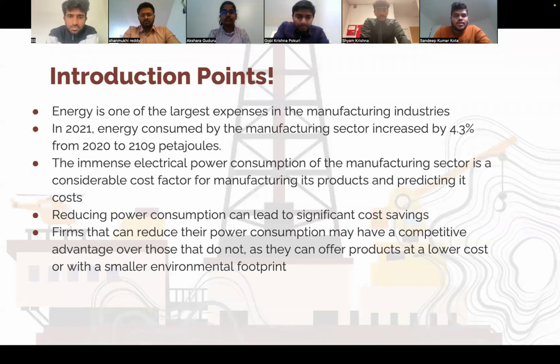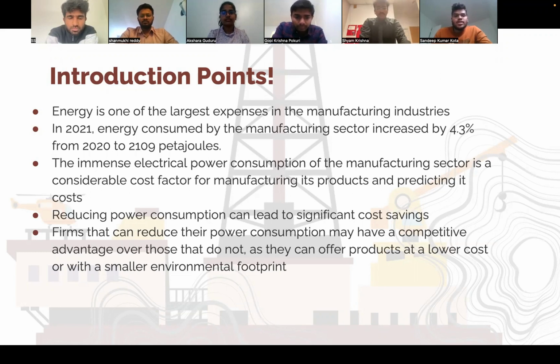Okay, so as we all know, energy is one of the largest expenses in the manufacturing industry. Especially industries like steel, coal, and petroleum use a large amount of energy to manufacture their products. As per the statistics given for the year 2021, the energy consumed by the manufacturing sector increased by 4% in 2021 compared to 2020.